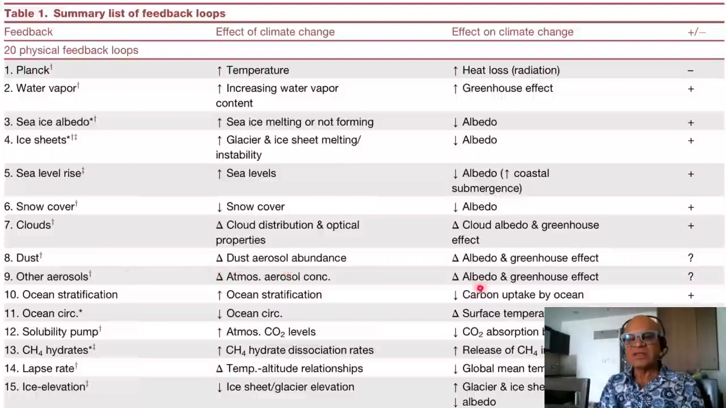Dust aerosol abundance is questionable because the albedo changes greenhouse effects and also other effects, so this is dust and there are other aerosols as well. So we don't know very well whether that's a net positive or negative feedback.